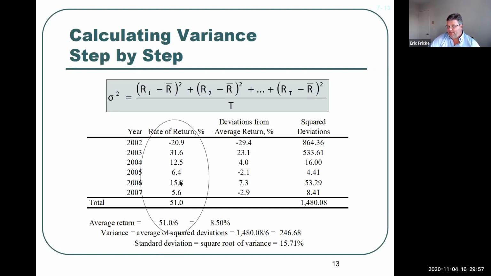So we sum up all the returns, right? That equals 51. We divide by the number of returns, the number of observations, that's 6. And that gives us an average return of 8.5%.